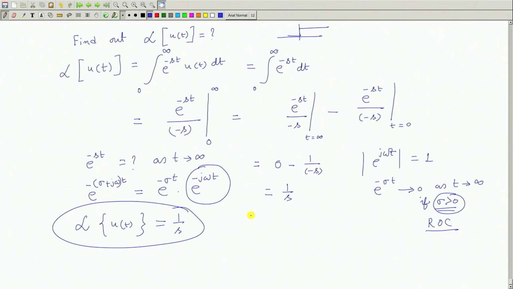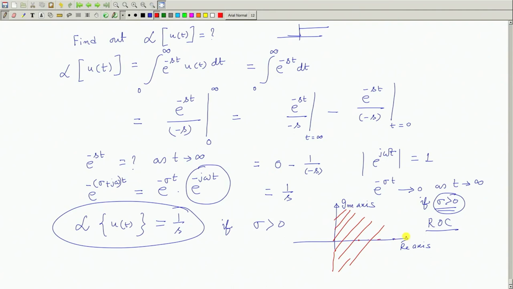So, for the unit step function, for the Laplace transform, this integral will converge to 1 by s if the real part of this complex frequency is greater than 0, and in the complex plane we say that this is your real axis, this is your imaginary axis, and I will say the Laplace transform exists for sigma greater than 0, mind you, sigma greater than 0, not sigma equal to 0, just excluding the imaginary axis. Any value of sigma will do.